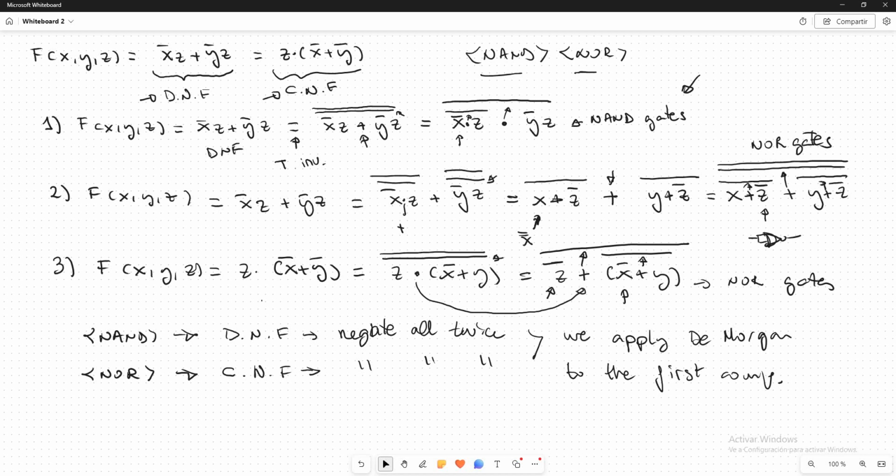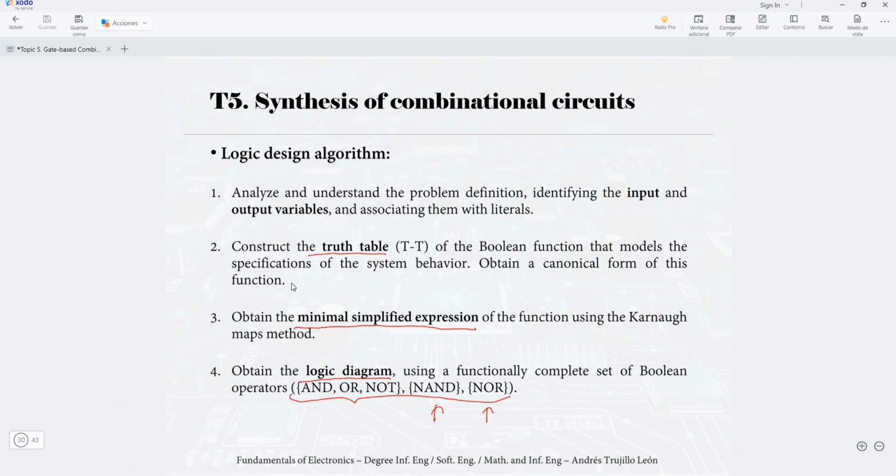So, well, we are going to see more things. There is only one thing remaining in the topic, that is the analysis of logic circuits. We have seen the design algorithm, the design of logic circuits. We translate from natural language into digital language, we identify input and output, we build the truth table according to the problem definition.